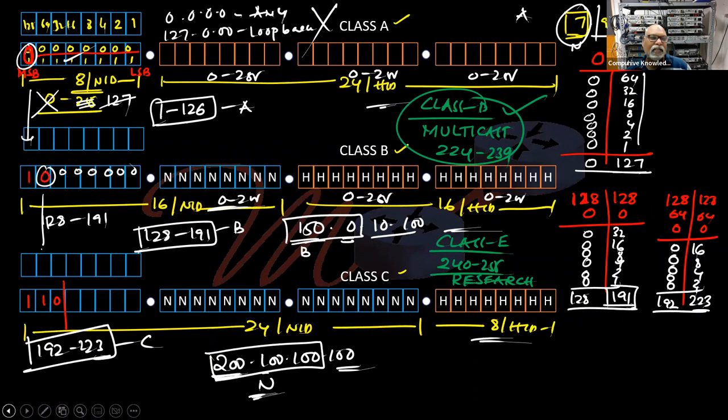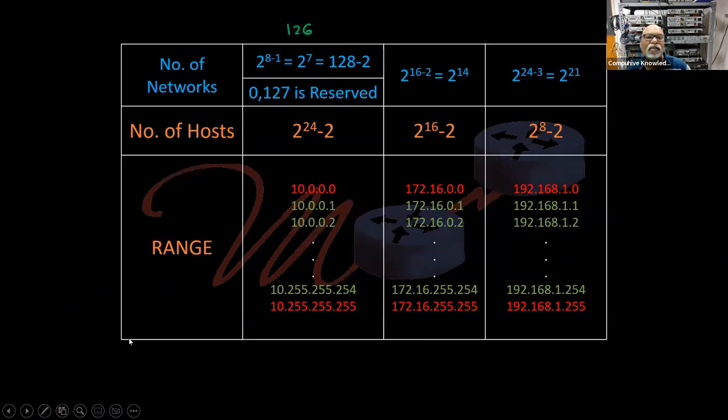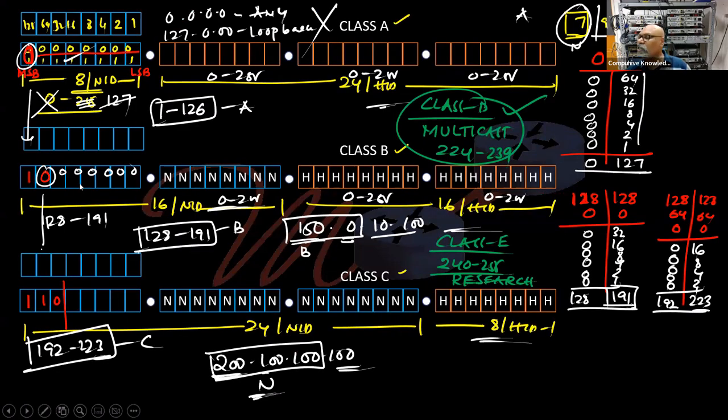You have only 8 bits actually. In that 8, 1 bit is gone, so 2 power 7, that is 128. Again 0 to 127, but 0 and 127 are reserved. That is the reason you get 126 networks. Class B, 2 power 16, because 16 bits are there. In these 16 bits, 2 bits are gone. So here 2 power 8 minus 1, here 2 power 16 minus 2, here 2 power 24 minus 3.